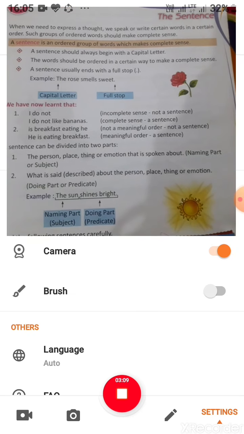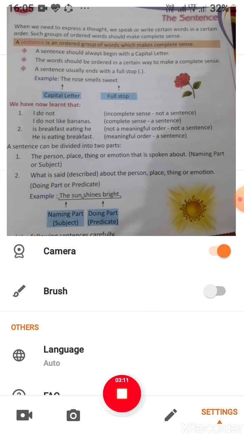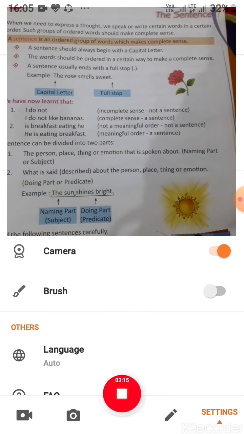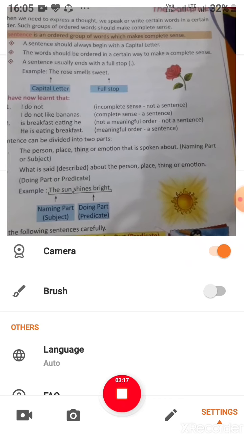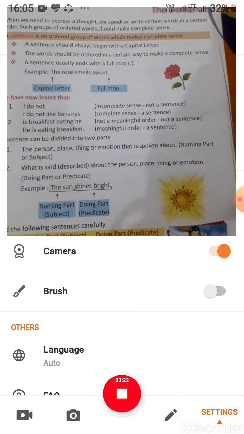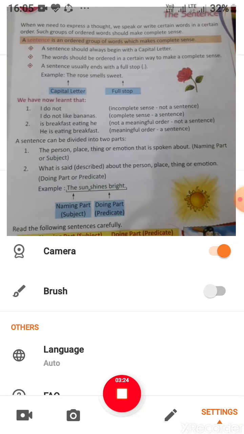See another example, "is breakfast eating he?" Not a meaningful order, so it is not a sentence. "He is eating breakfast." It is a meaningful order arranged in a proper way. That's why it is a sentence.